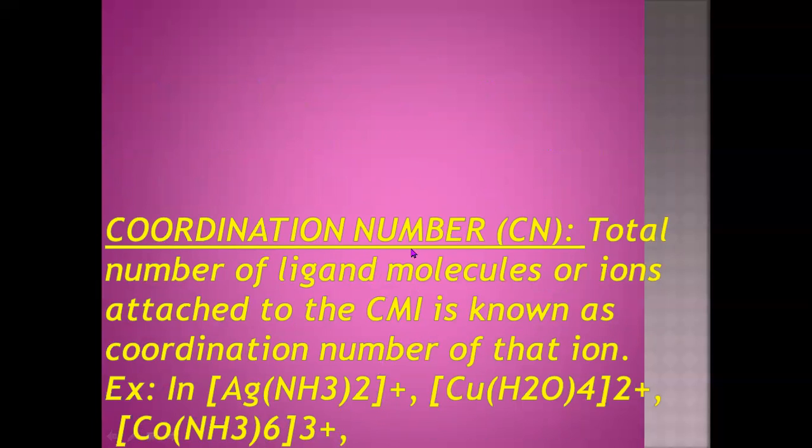Now, the next term is coordination number. What is a coordination number? It can be defined as the total number of ligand molecules or number of ions that are attached to the central metal ion, or sometimes the sum of the number of neutral ligand molecules and the number of ions. I will give both types of examples here.